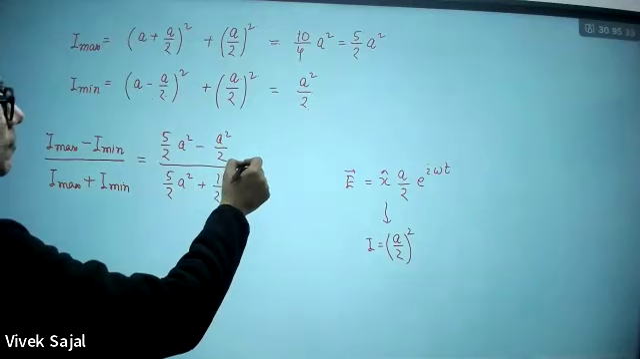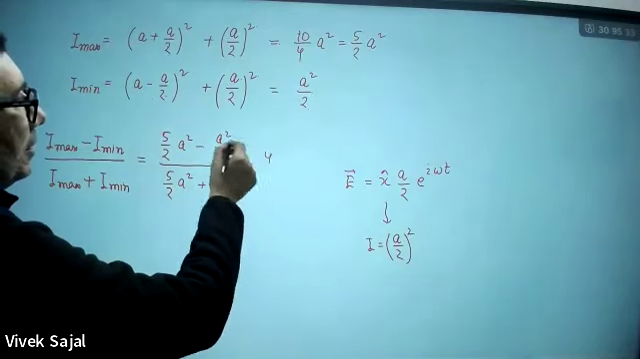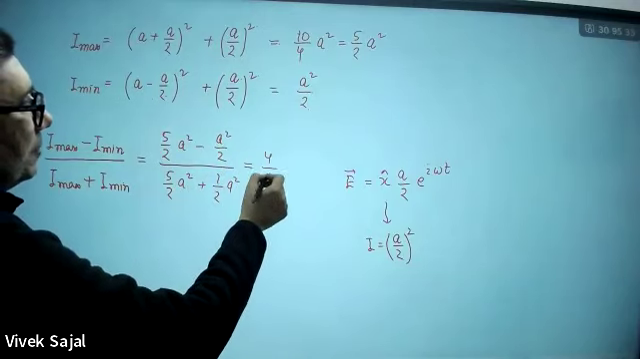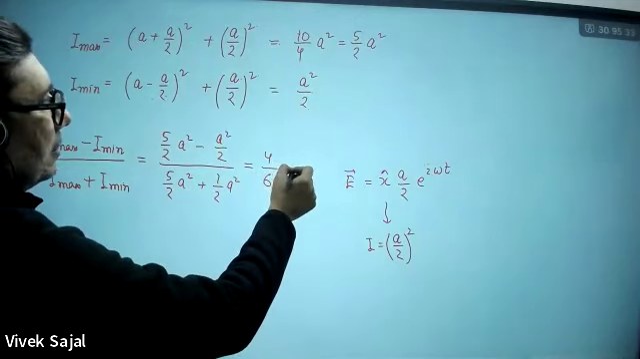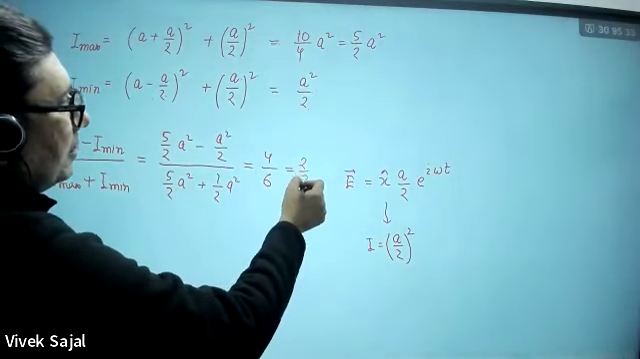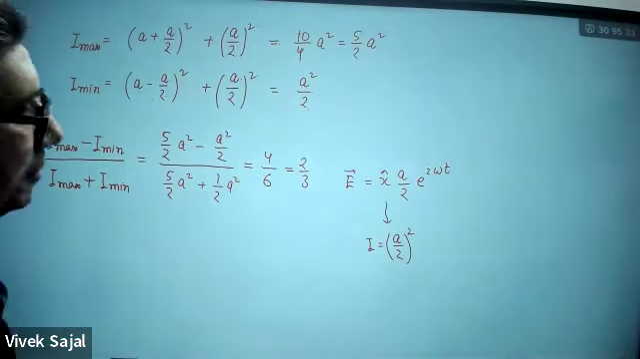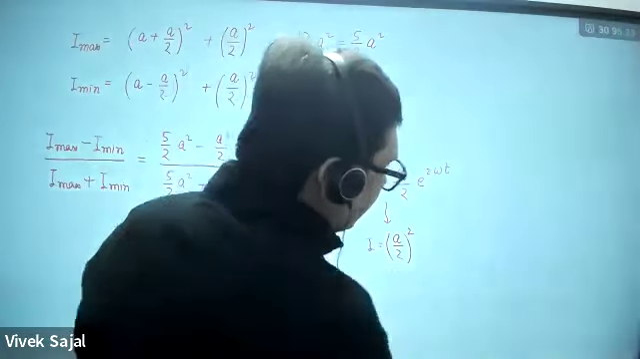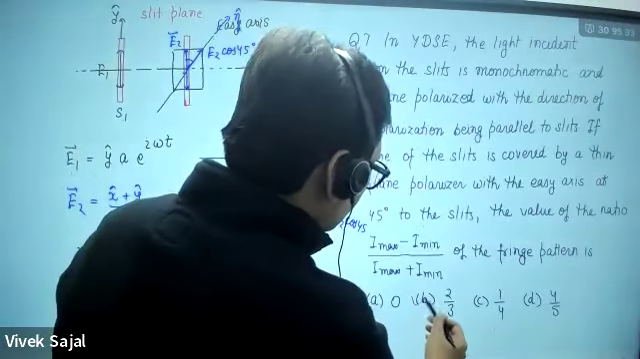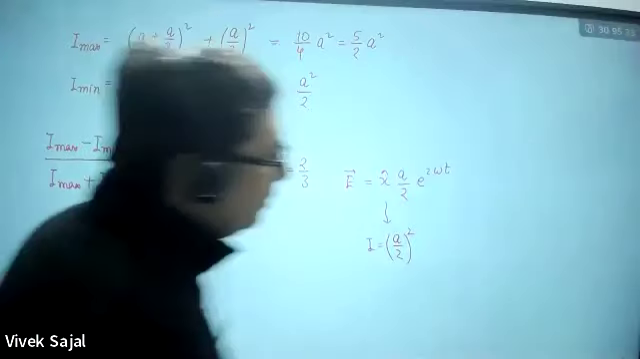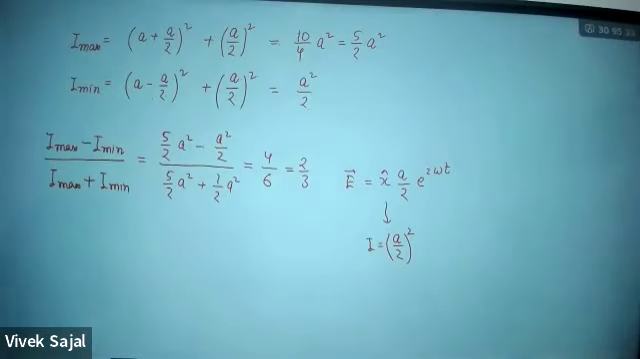So here this will be 4, 5 minus 1 is 4. Here 5 plus 1, that is 6. So it should be 2 by 3. So the answer will be 2 by 3 here. The answer will be option B. Option B will be the answer. So 2 by 3 will be the answer of this question.